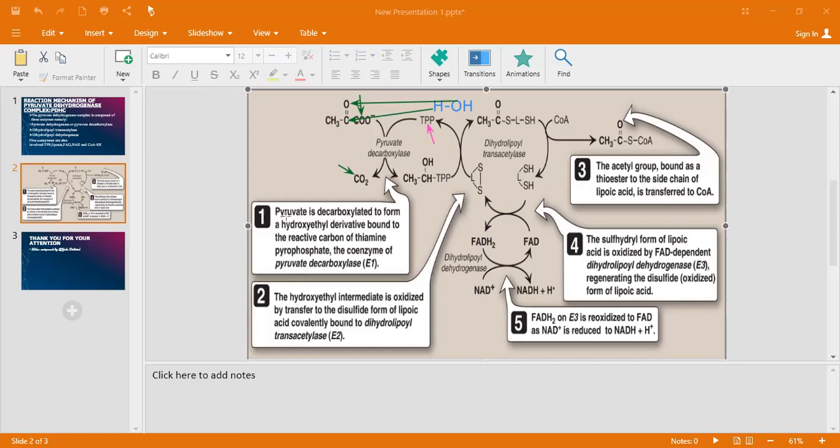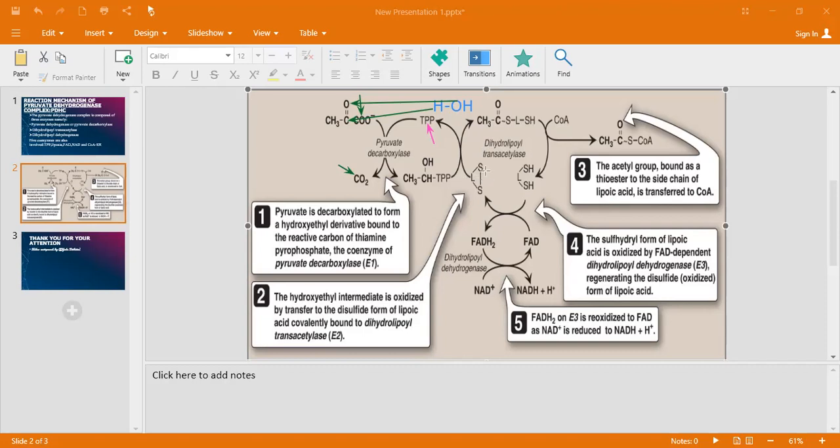Okay. So maybe you can read here. Pyruvate is decarboxylated to form a hydroxyethyl derivative bound to the reactive carbon of thiamine pyrophosphate. Thiamine pyrophosphate, as I had said, is the coenzyme of the pyruvate decarboxylase or the pyruvate dehydrogenase. So in the second reaction, which is also catalyzed by the same pyruvate decarboxylase, we will take the dihydrolipoyl transacetylase, which is linked to lipoate.